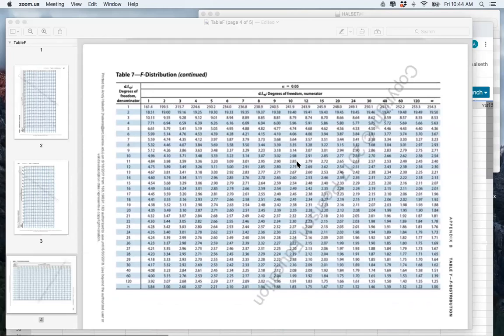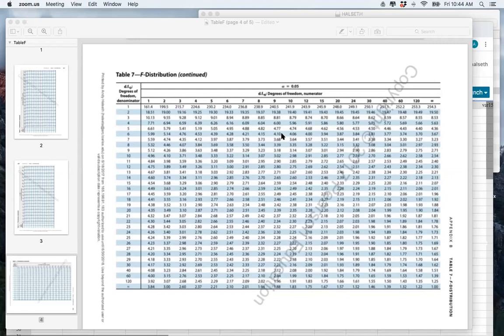I've already rotated it, so it's a little easier to see. If you have it printed out, it might be easier, or you can just look at it on your screen. But once you find the right page, it's pretty straightforward. You're just going DFN 9 and DFD over here 6, and then just find that number. So it looks like a 4.10. So that's been an F value, and since it's a critical value, you're just going to call that an F sub 0. Okay, that's it. Pretty straightforward.